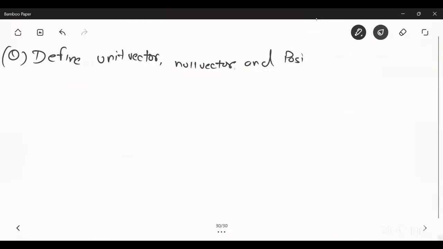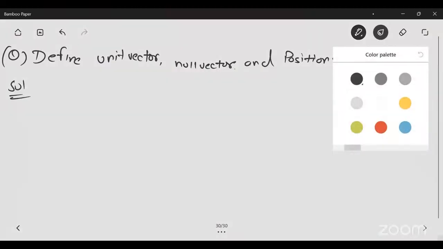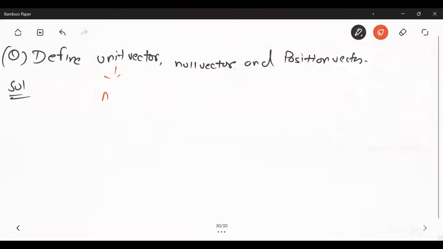Now the next question is to define unit vector, null vector, and position vector. We know that a unit vector is a vector which gives the direction of a vector, and it can be represented by a cap. I have discussed this earlier. A null vector is a vector which has a magnitude of 0.